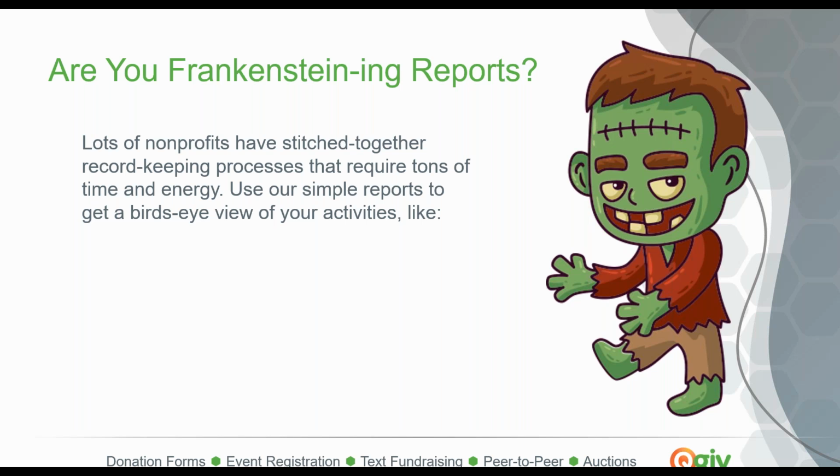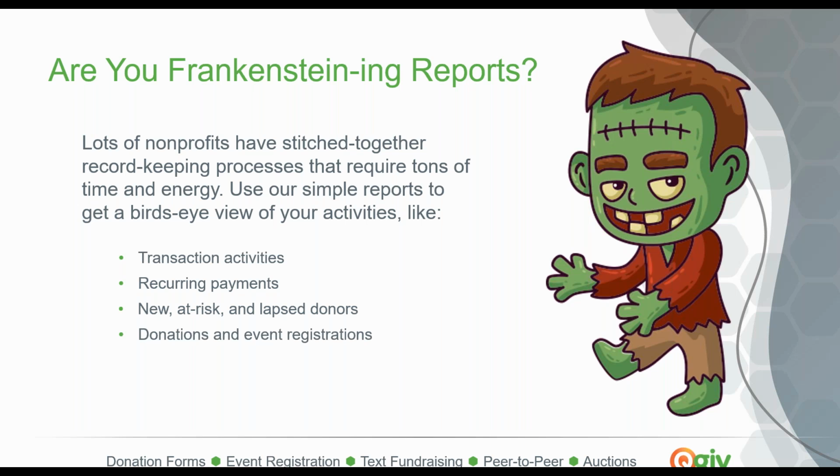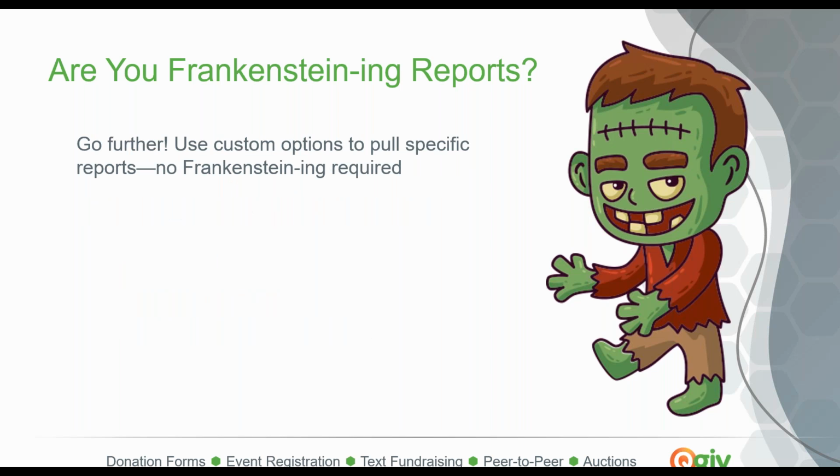The first thing we have is simple tools, and they can give you a high-level overview of what's been going on in your account. Some things that you can look at, obviously, are transaction activities and recurring payments. I think it's really handy that you can look at users and donors who are new ones, who are at risk, so donors who have given to you in the last 9 months but haven't given since then, and then lapsed donors, so donors who haven't given to you in the last year. You can also look at donations and event registrations. Those are the simple things that everyone should be able to pretty easily pull regardless of what you're using, but you can take things a little further.